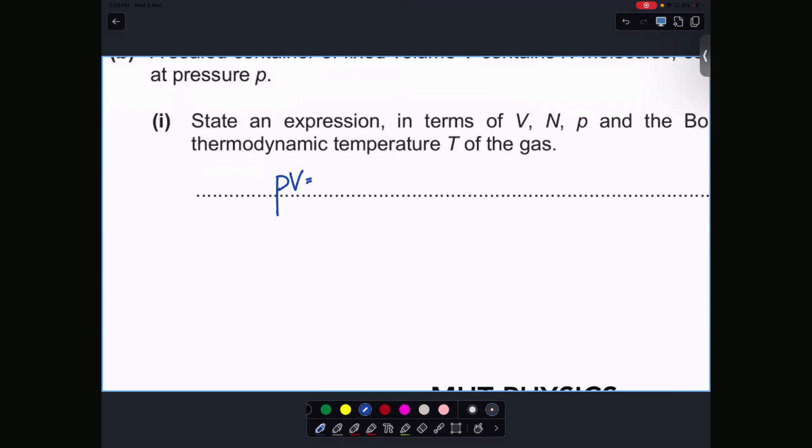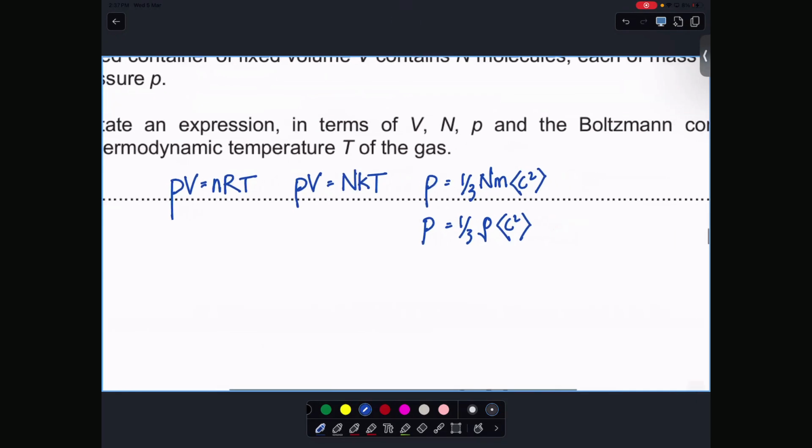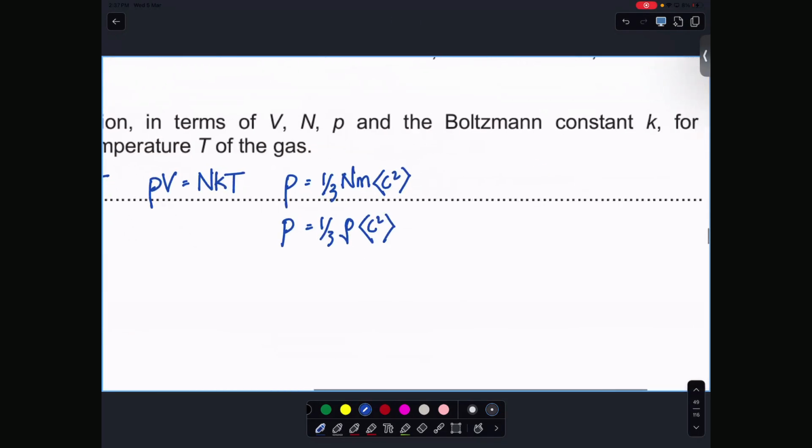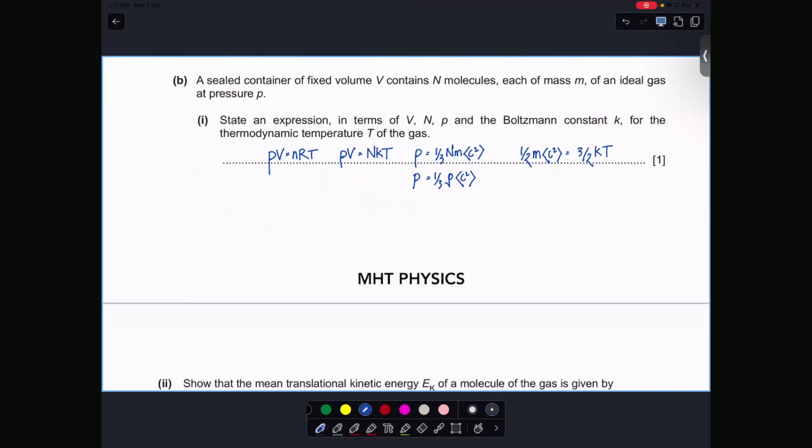Yes, so PV equals to nRT is the formula. Let's just write all of them. PV equals to nkT is the formula. This is a small k, by the way. Therefore, you have P equals to 1/3 nm c square. Etar alternate হচ্ছে P equals to 1/3 rho c square. Rho is the density of the gas. Our last formula হচ্ছে half m c square is equal to 3/2 kT. These are the only 4 equations we have from thermodynamics.